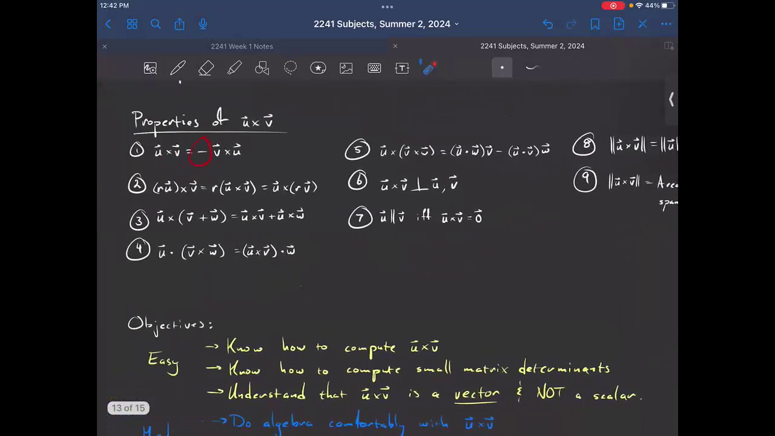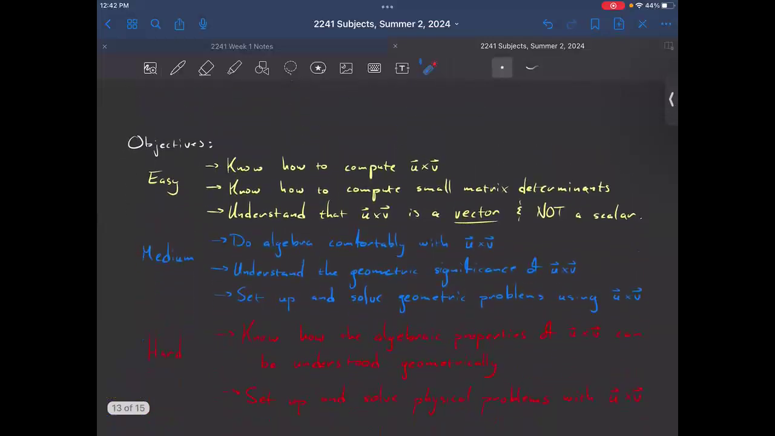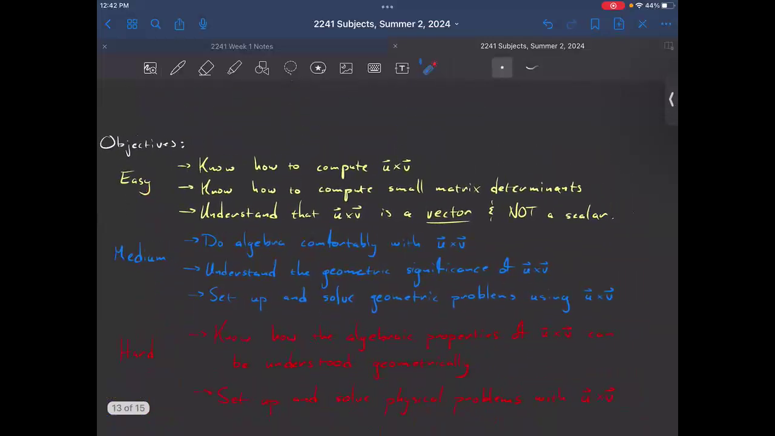Okay, so moving on, we have our objectives. Easy, medium, hard as usual. So 1, you should know how to compute u cross v. Now use either the first formula I gave you or the determinant one, doesn't matter. You should know how to compute small matrix determinants, so 2x2s and 3x3s.